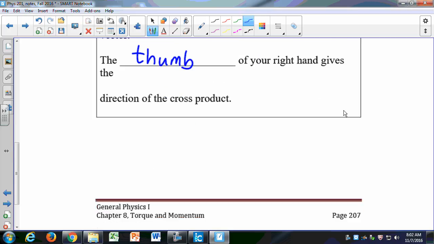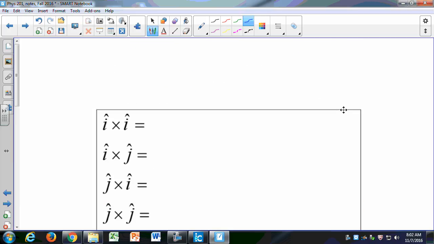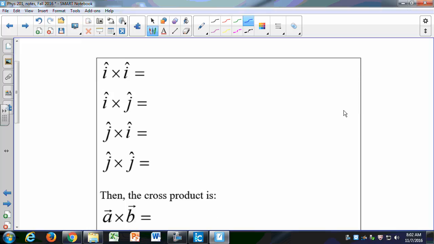All right, let's see. Do I have an example? If I want to know I cross I, I always like to draw my coordinate system. This is I, this is J, and this is K. What does I cross I equal? Zero. Two parallel vectors, the cross product is zero. Similarly for J cross J, those are both equal to zero.